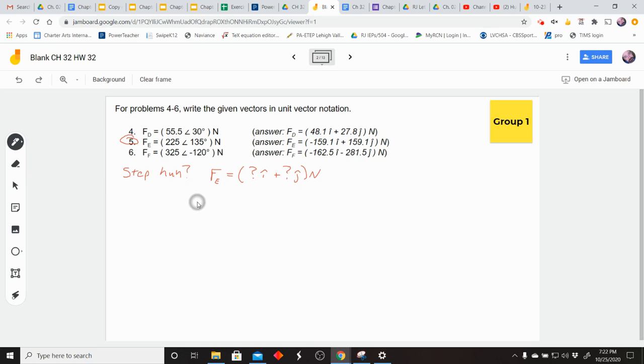Start again with a little Cartesian plane here. And let's figure out the angle first. The angle is 135. When you're doing these, you always measure from the positive x-axis and you go counterclockwise. So 135 from here is going to send us off in this direction.